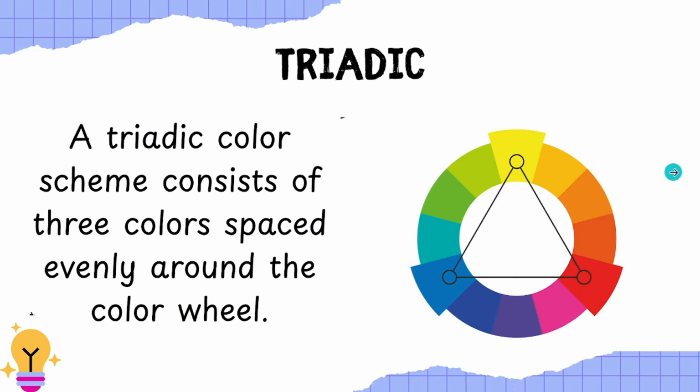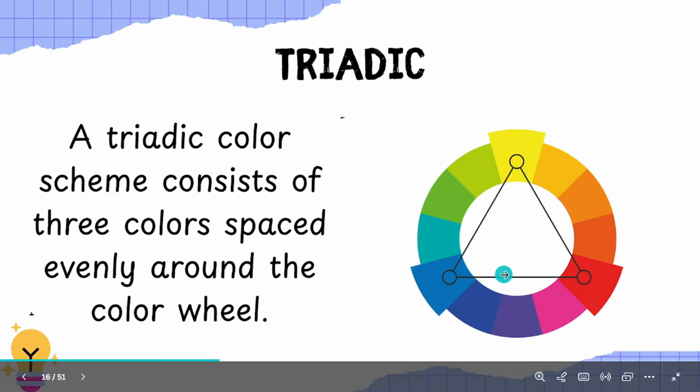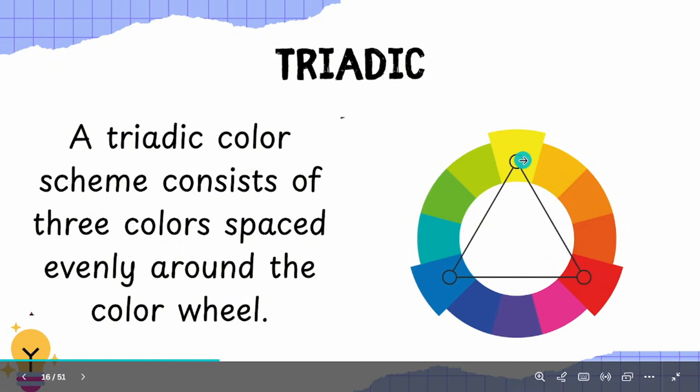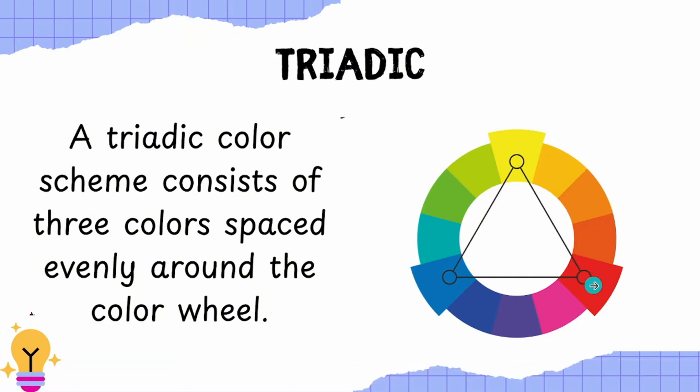So the next color harmony is triadic. A triadic color scheme consists of 3 colors spaced evenly around the color wheel. So this is basically like a triangle shape on your color wheel, right? If you look at this, you see that it has a triangle shape. This is how the name works, it starts with the word tri. So triadic basically consists of 3 colors on your color wheel that form a triangle shape.